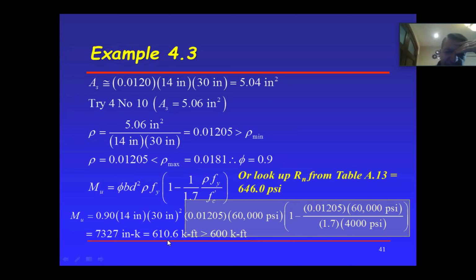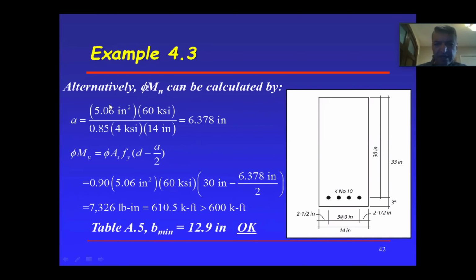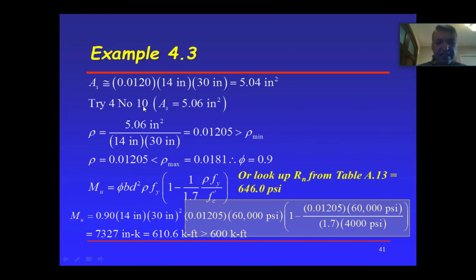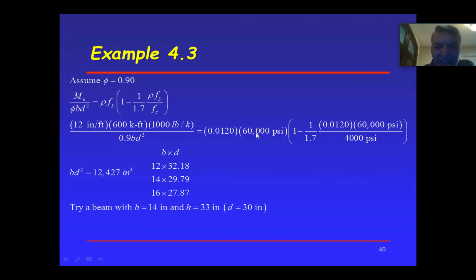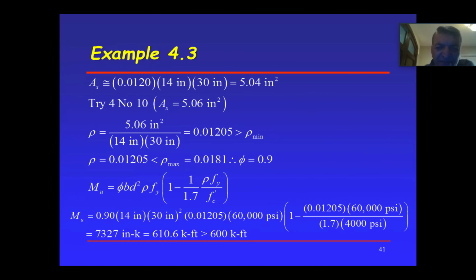So if you do that, then it comes out 610.1 kip-feet. So if I design a beam 14 inches wide, 30 inches d, and I put four number 10 bars in it, then the moment that this beam can carry is 610 kip-feet. What is my moment? My moment was given in the problem as 600. So I exceeded that, so that means my design is fine. See, greater than 600 kip-feet, so it's okay.